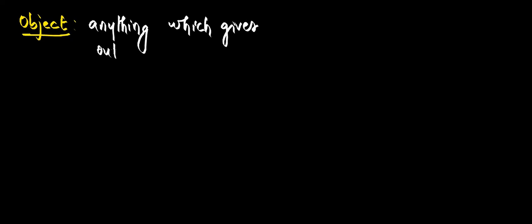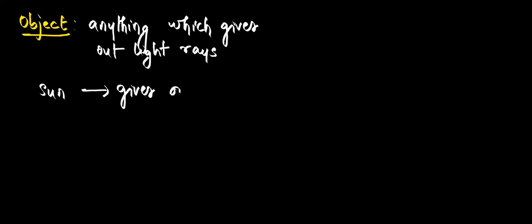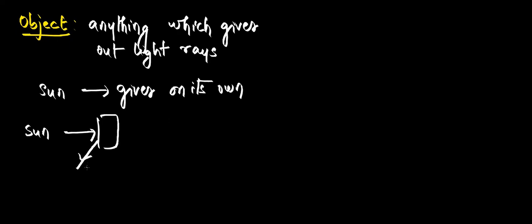Okay. So anything which gives out light rays is taken as an object. It may itself give out the light rays, or it may give reflected light rays. Whatever it is, it is taken as the object. For example, the sun gives light on its own. Suppose sun rays fall on an object, and this object gives the reflected rays; these are the incident rays, then this is also taken as the object.